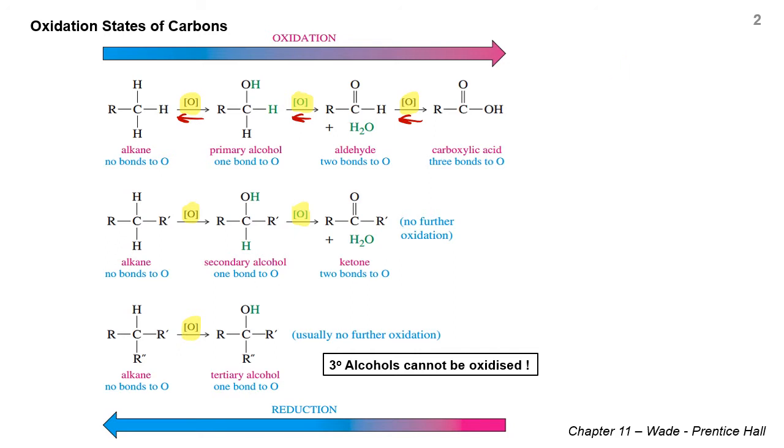But you need to understand that there are some maximum oxidation levels. For example, the carboxylic acid, you cannot oxidize it further. Ketones, you cannot oxidize them further. And tertiary alcohols, you cannot oxidize them further because there are blocking groups that you cannot change into oxygens.